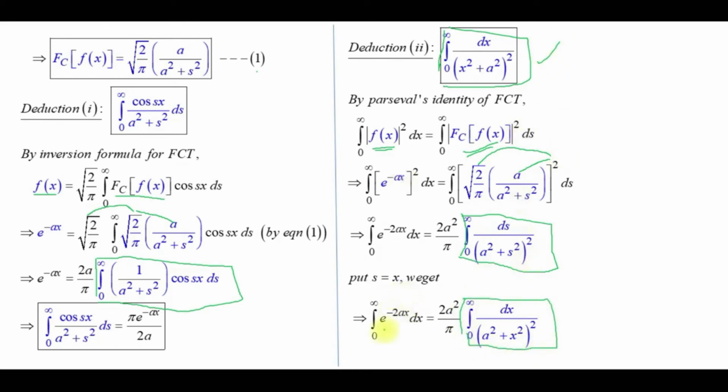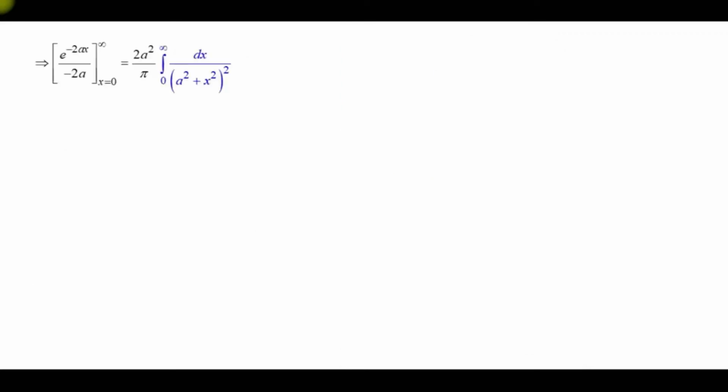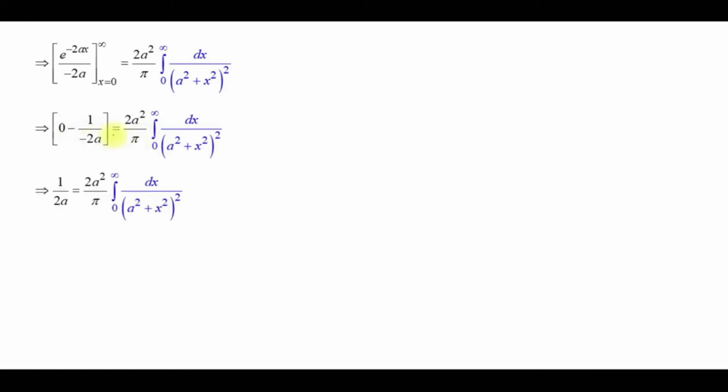Okay. So integrate this one, left hand side: the integration of e power minus 2ax equals e power minus 2ax divided by minus 2a, with limits 0 to infinity. Right hand side is pi by 2a square. So you know e power minus infinity is 0, so the upper limit is 0, minus the lower limit. Anything power 0 is 1, so the lower limit is 1 by minus 2a. So minus and minus is plus, this is 1 by 2a square pi.